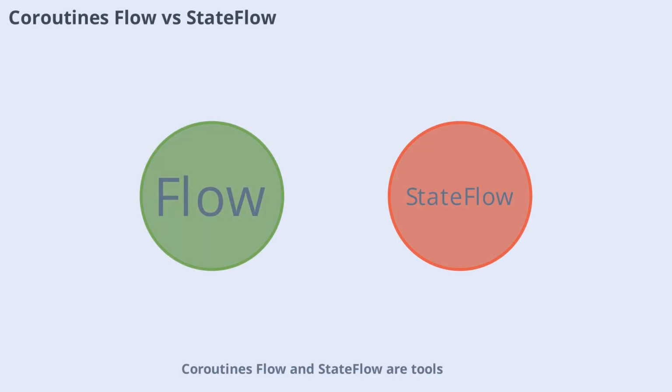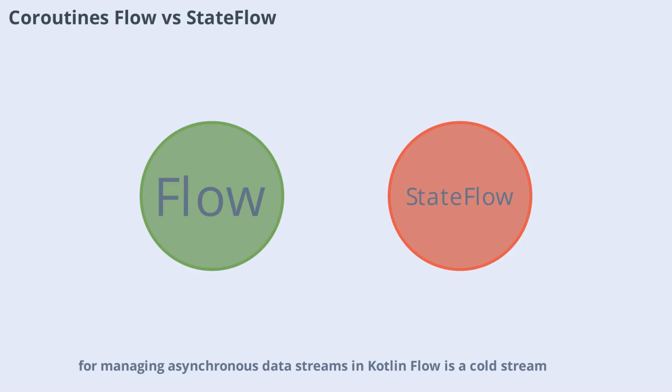Coroutines Flow and StateFlow are tools for managing asynchronous data streams in Kotlin. Flow is a cold stream, meaning it starts emitting values only when collected, and each collector gets its own stream. StateFlow, on the other hand, is hot and always active, holding a single updatable state. StateFlow is ideal for managing UI state in Android applications, as it instantly provides the latest value to new collectors. Both support structured concurrency and lifecycle awareness, but StateFlow is more suited for scenarios where you need to track and update a single state over time.